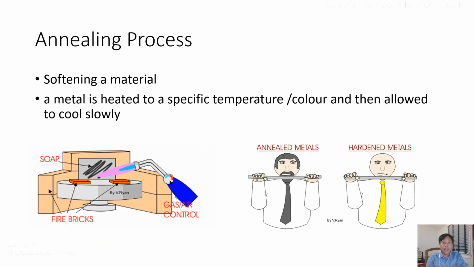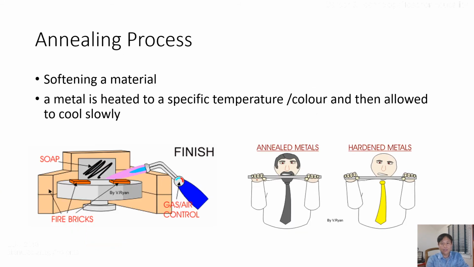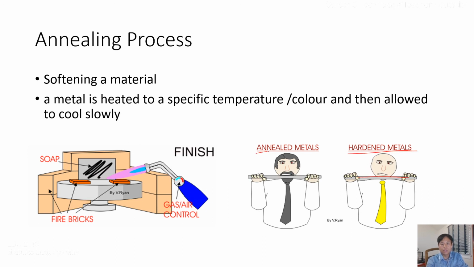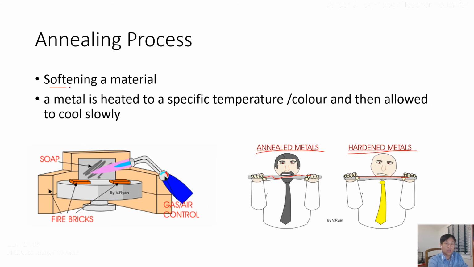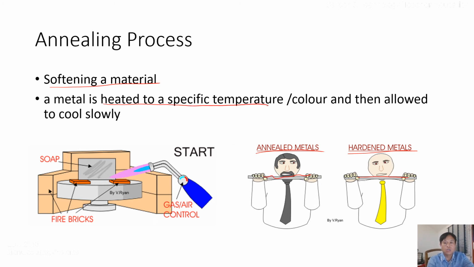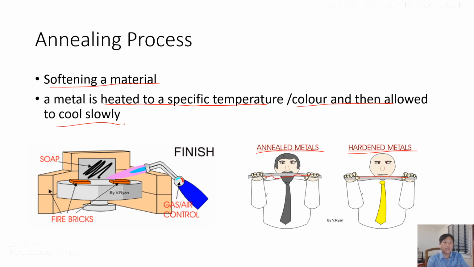All right, and then the annealing process. Hardened metal is very stiff, but annealed metal is a little bit malleable, right? Annealing is almost similar to tempering, a softening of the material, but the metal is heated to a specific temperature and then slowly cooled. So that's the annealing process.